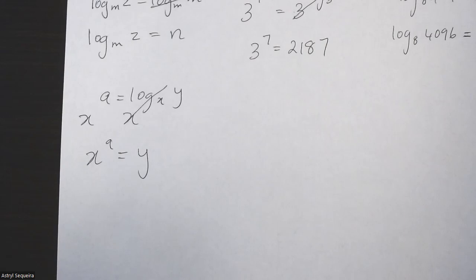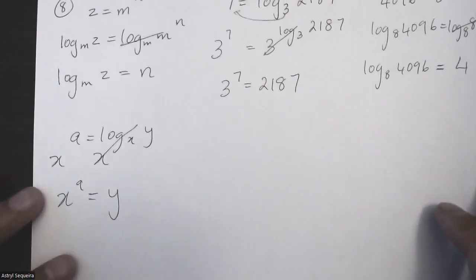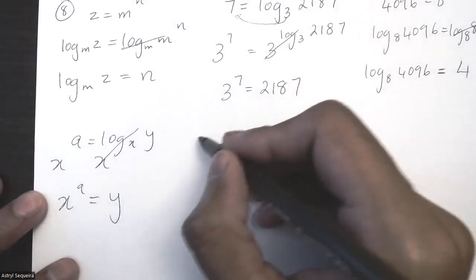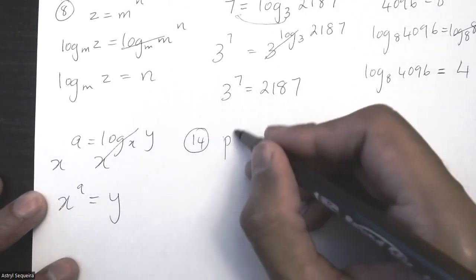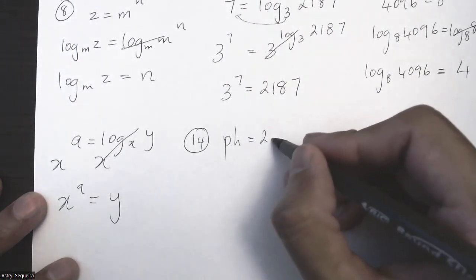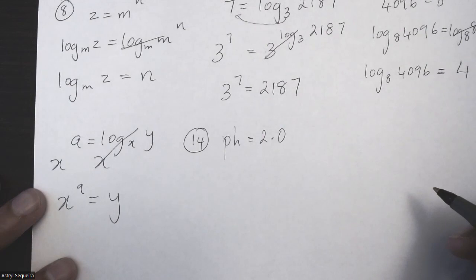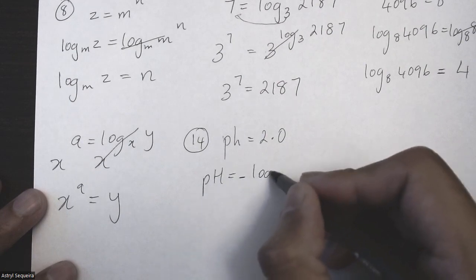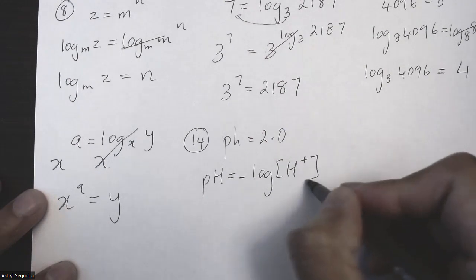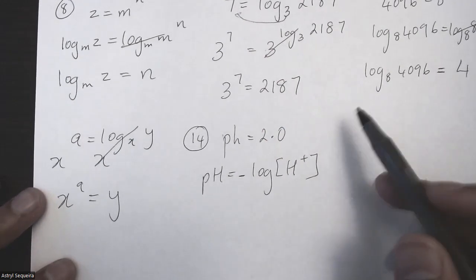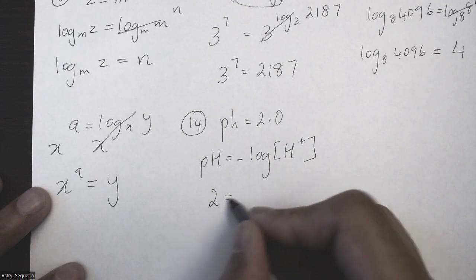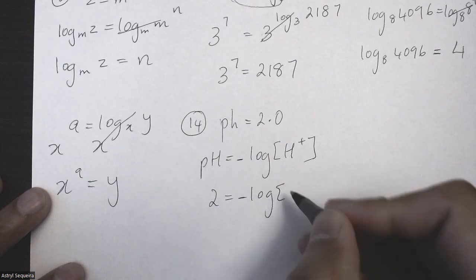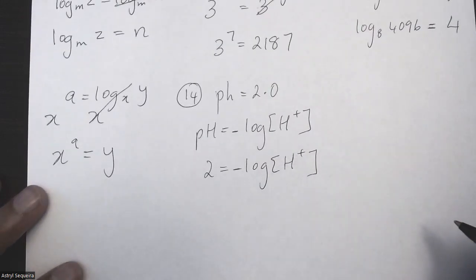Next, let's do some pH questions. So it tells us that the pH, and this is question number 14 in the paper, pH equals 2.0 of lemon juice, and we need to find the hydrogen ion concentration. So this is very simple. You just have to make sure you know the formula. pH equals negative log H plus, where H plus represents the hydrogen ion concentration. So we're given the pH equals 2. We need to find the hydrogen ion concentration. So we need to isolate for H plus.